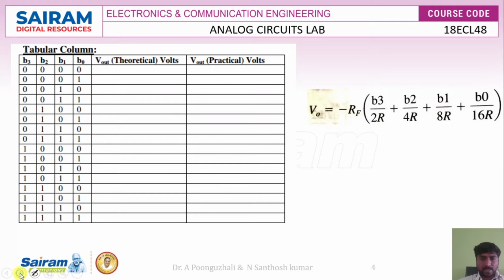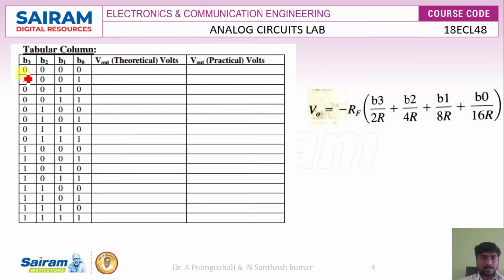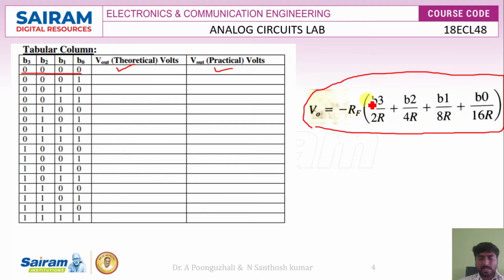So this is the circuit diagram. Once we construct this circuit, we have to apply the inputs B0, B1, B2 and B3. By applying this digital input, we need to calculate the theoretical value of the output and the practical value of the output. The theoretical value is calculated using this formula: V0 is equal to minus RF into B3 divided by 2R plus B2 divided by 4R plus B1 divided by 8R plus B0 divided by 16R.